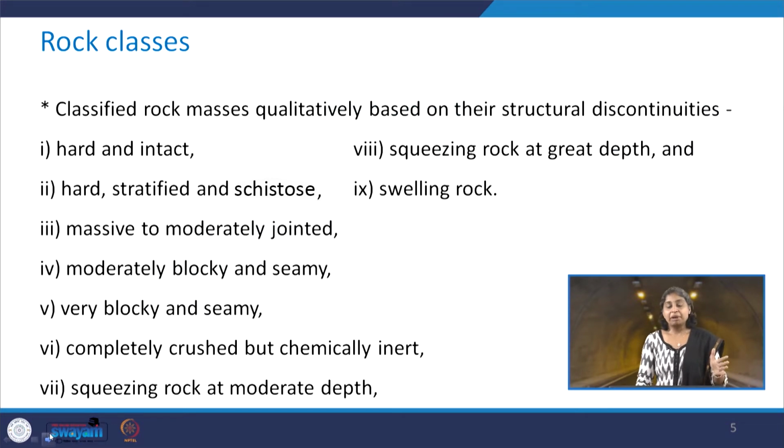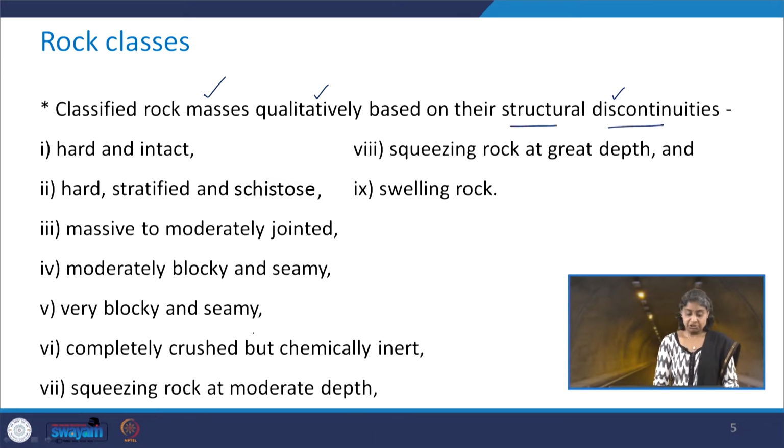As I mentioned, he classified the rock masses qualitatively based on their structural discontinuity only. So here RQD, UCS and other factors such as joint orientation and joint condition are not coming into the picture. This classification was made only in a qualitative manner, only based on their structural discontinuities.